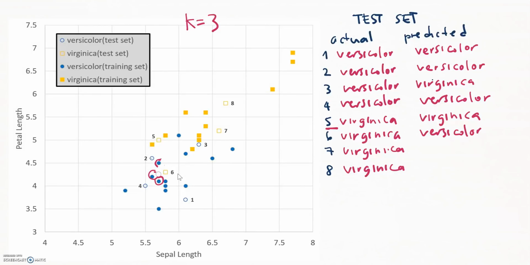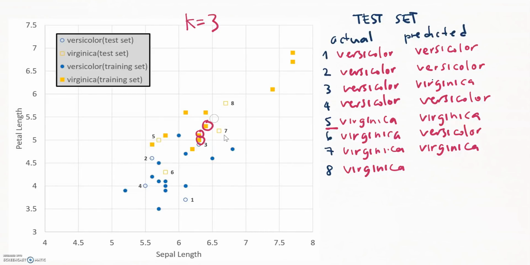Okay, let's move on to number 7. Right, record number 7, which is found here. Let's look at its 3 nearest neighbors, and they are probably this one, and where is the third nearest neighbor? It's probably this one. So its 3 nearest neighbors are all virginica type, and so it will be classified as virginica.